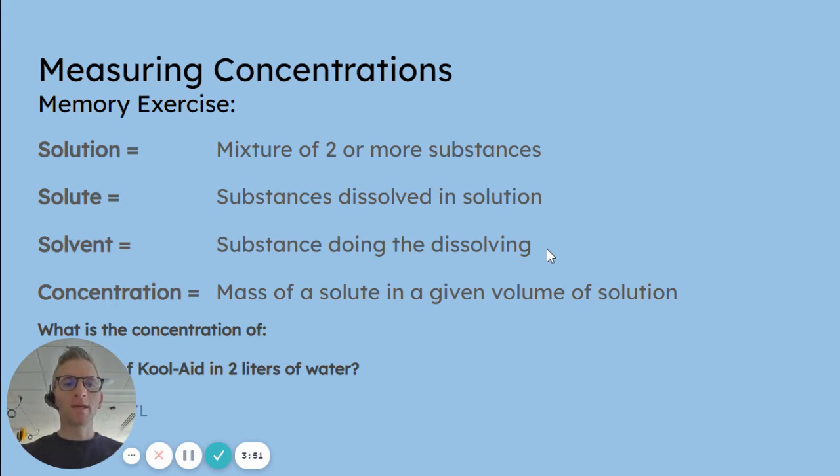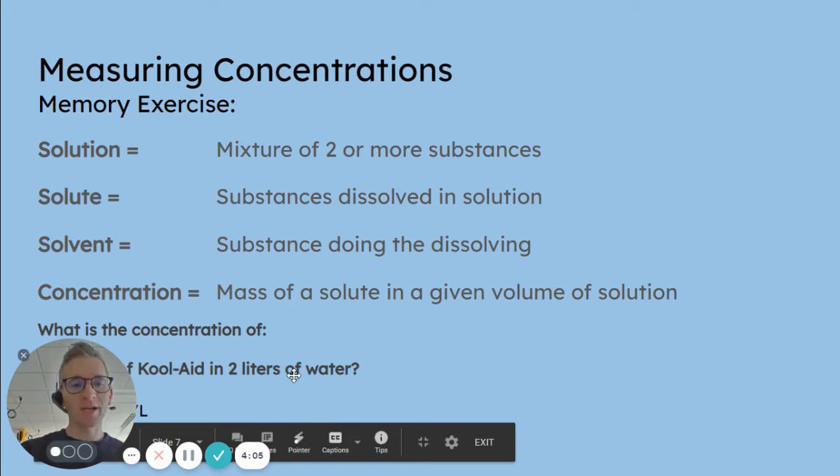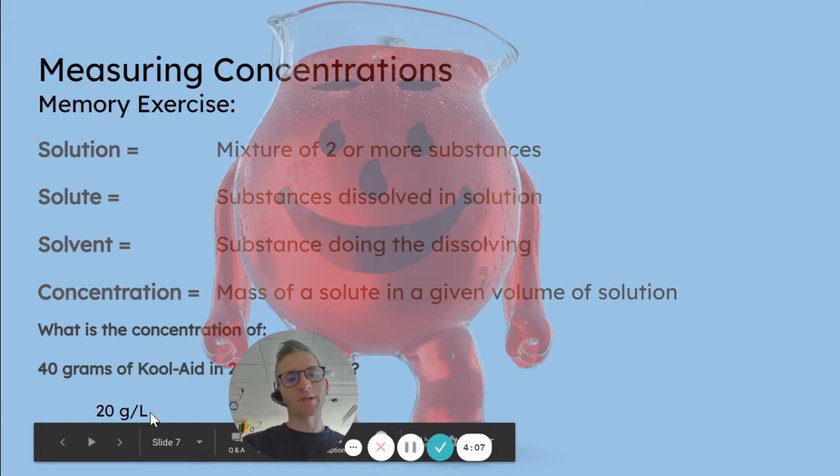If, for example, we had 40 grams of Kool-Aid in 2 liters of water, that's a pretty heavy mix, trust me, you would calculate that concentration to be 20 grams per liter.